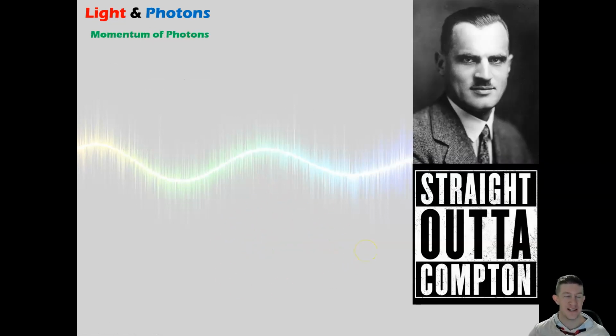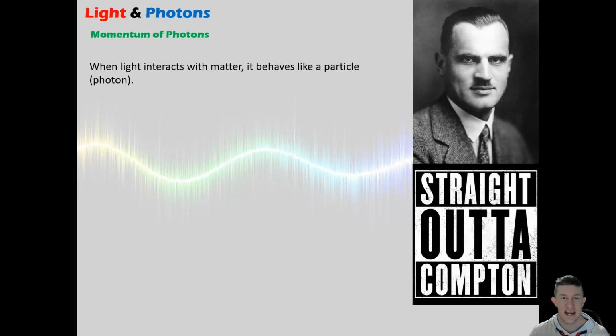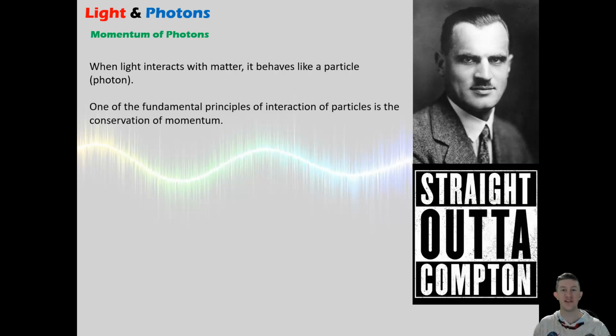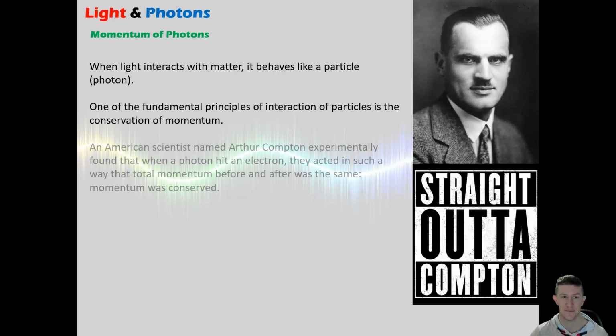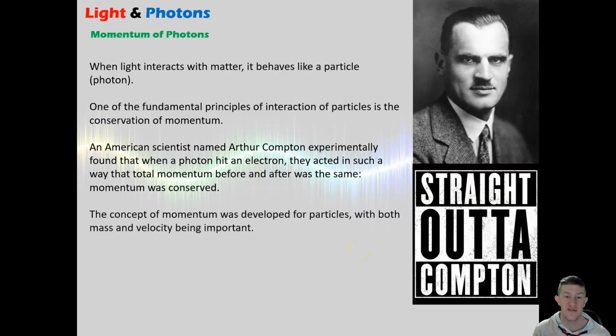Let's look at the momentum of photons. When light interacts with matter, it behaves like a particle, which we now know as a photon. One of the fundamental principles of the interaction of particles is the conservation of momentum, and we've seen this in the earlier chapter. An American scientist named Arthur Compton experimentally found that when a photon hits an electron, they acted in such a way that the total momentum before and after was the same, so the momentum was conserved. It obeyed the law of conservation of momentum, which also then reinforces the fact that it has to be a particle. The conservation of momentum was developed for particles, with both mass and velocity being important.